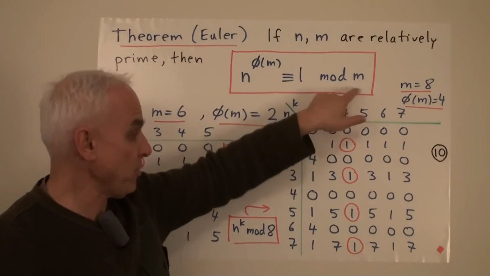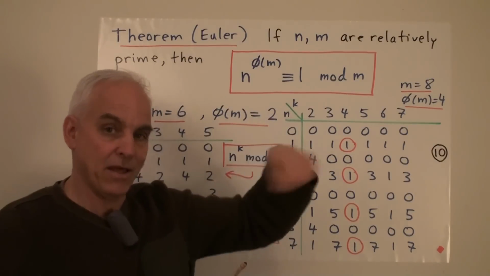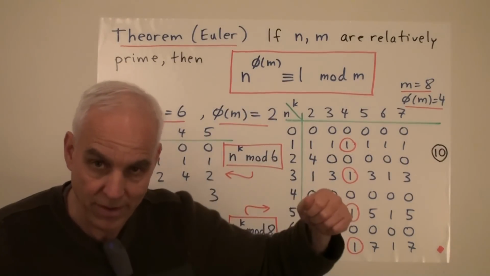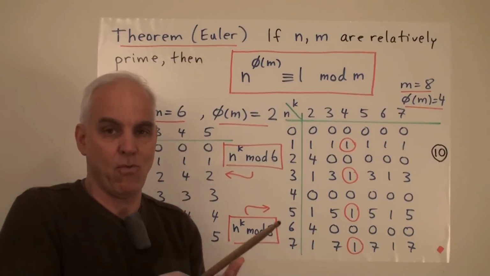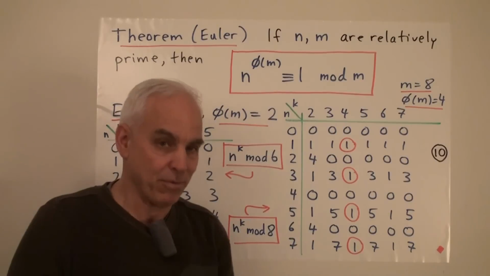So if you know m, you can calculate phi of m, then you know the magic number that you need to raise any other relatively prime number to in order to get that beautiful 1 that makes so much of this modular arithmetic much simpler.